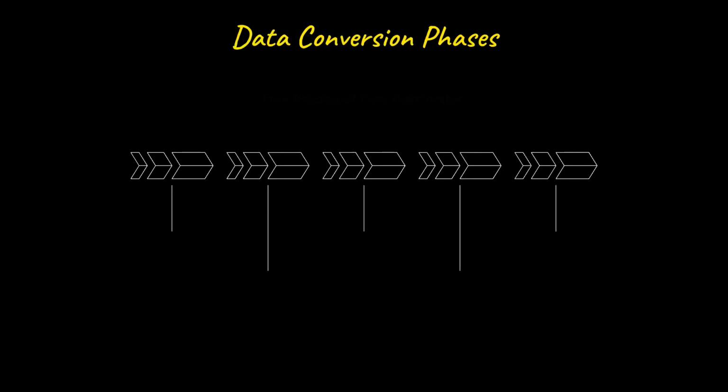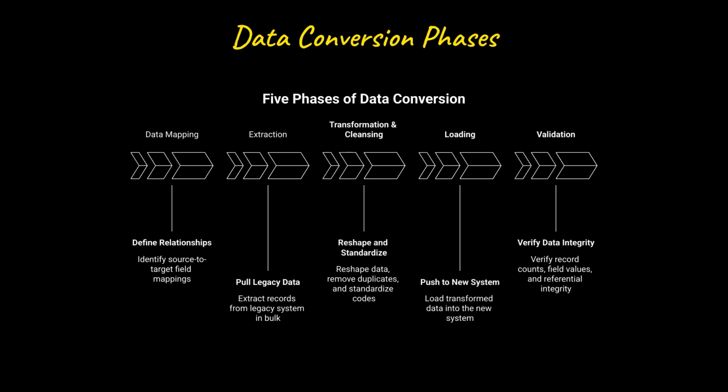The conversion process moves through 5 distinct phases: mapping, extraction, transformation and cleansing, loading, and finally validation. Each phase has its own tools and quality checks, and cleansing often runs in parallel to resolve duplicates, missing values, and outdated codes before go live.